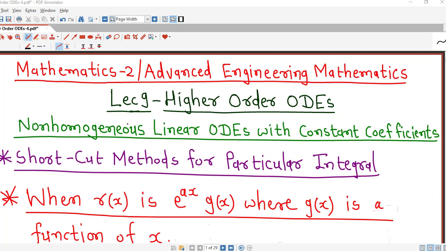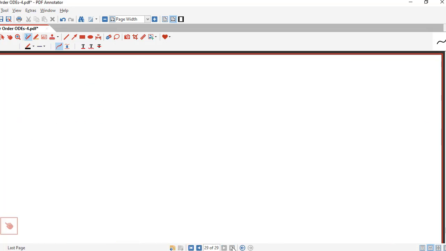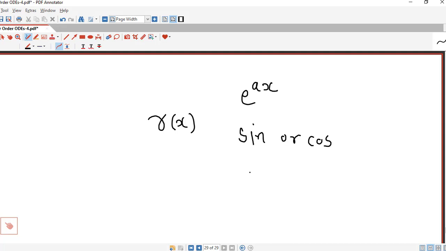Hello friends, I welcome you in lecture number 9 on higher order ordinary differential equations. Up to this lecture, we have discussed shortcut methods for special right hand sides, which were exponential function, sine or cosine function, and polynomial functions, or simply powers of x.